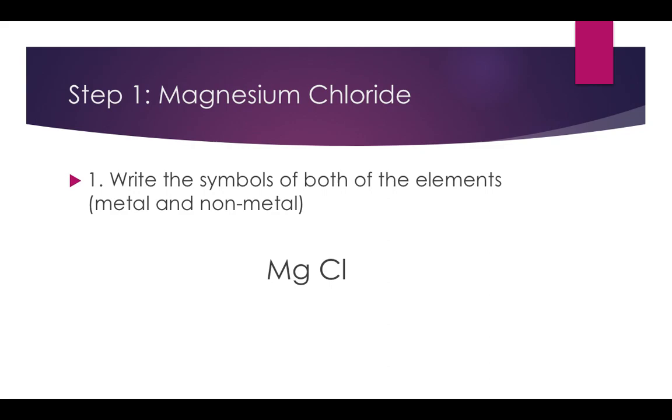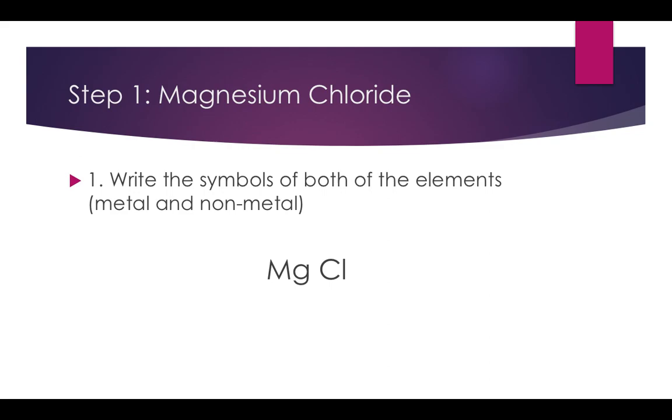Now we're going to take a look at analyzing magnesium chloride. So write the symbols of both the elements. First you want to write the metal, then you want to write the nonmetal. The symbol for magnesium is Mg. The symbol for chlorine is Cl. So we have Mg and Cl. Write them right beside each other, and step 1 is done. Just take a look at your periodic table, see what the symbol is for these things, write them down, and you are good.